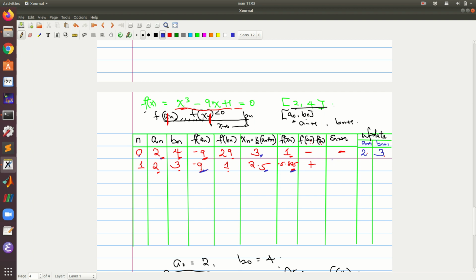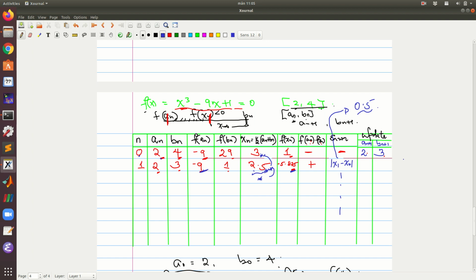So the error here is going to be the absolute value of x1 minus x0. So this is the absolute value of 2.5 minus 3, that is going to be 0.5. So you just keep on computing these errors like that. The value here, the approximate root we get here, minus this, then here you get the value we got here, minus that, and so on.